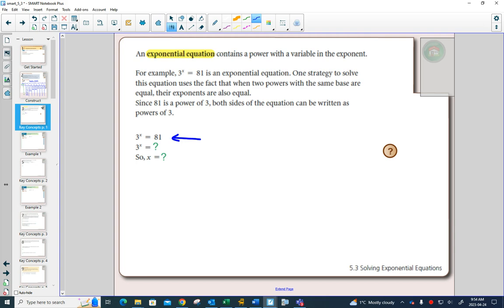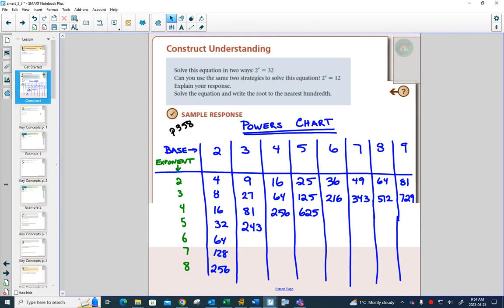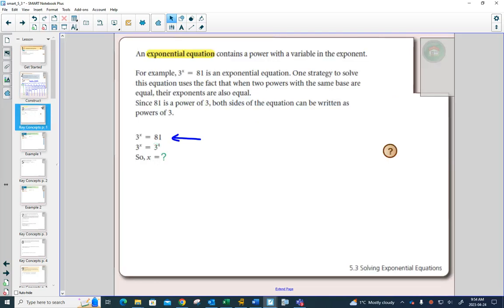You might be able to do it in your head, but what we're going to use as a technique is we're going to go back to our powers chart and see if the base is 3, does 81 ever show up as a power? Yes, it does. 81 is 3 to the exponent of 4. So we can replace the 81 with a 3 to the exponent of 4, and then just by observation, be like, oh, if 3 to the x equals 3 to the 4, then x has to be 4. So if we can get the bases the same on both sides, then you'll be able to solve for the exponent.